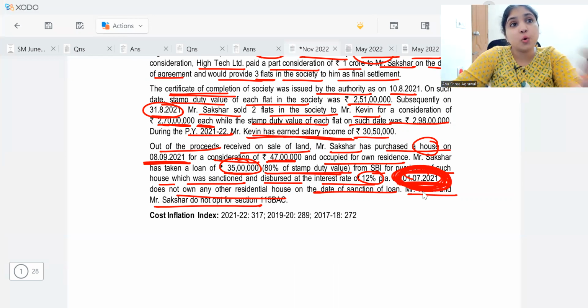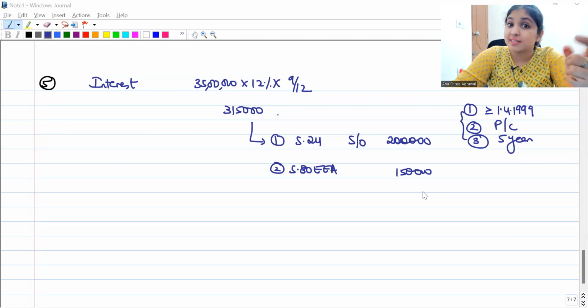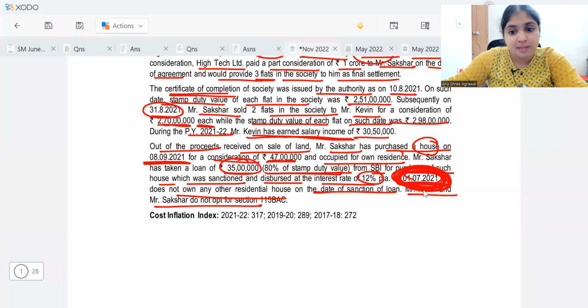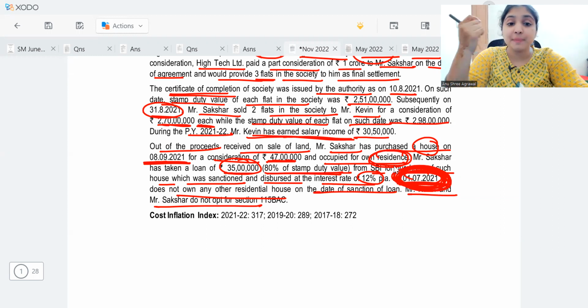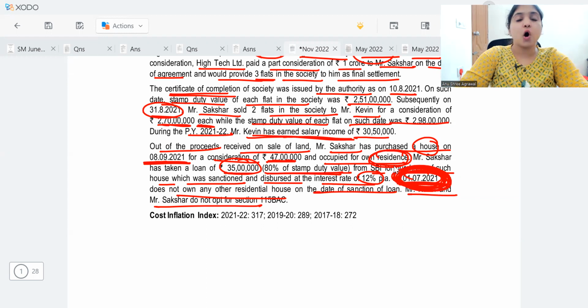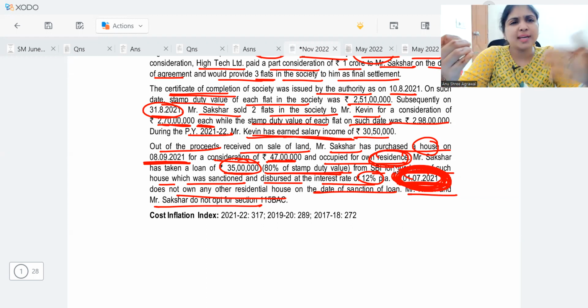Then the loan should be borrowed for acquisition of a residential house property. Is he acquiring the loan for residential house property? Yes, own residence. He's going to use the property for own residence. Please remember, 80 EEA is for acquisition of residential house property and not for construction. If you're borrowing a loan for construction, then 80 EEA will not apply. 80 EEA applies only when you're borrowing the loan for acquisition of a residential house property. And you should be borrowing the loan either from a bank or from a housing finance company. Yes, we're borrowing from SBI, a bank.